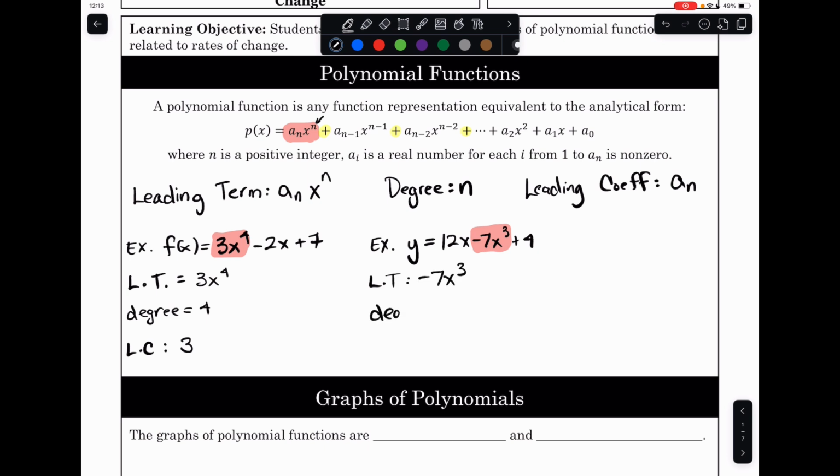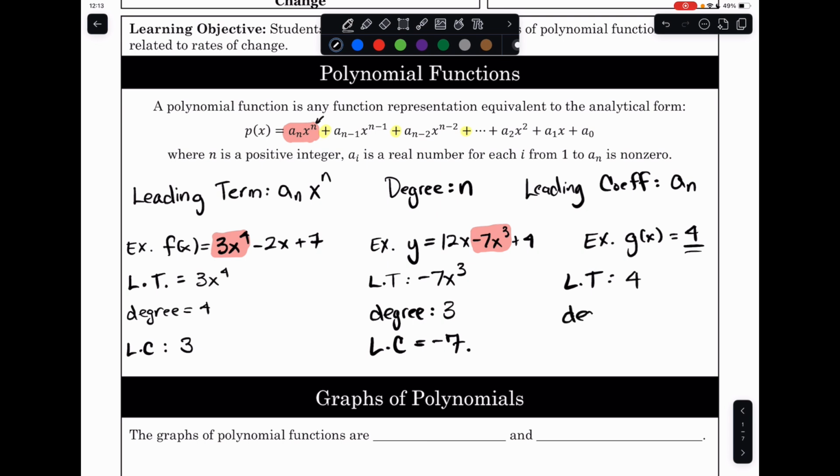And because of that, the degree of this polynomial is that exponent of 3, and the leading coefficient is the number negative 7. And let's do one more example. Let's say we just have g of x and we just have the number 4. Well, obviously, since this only has one term, that has to be the leading term. There's only one term. So 4 is the leading term.